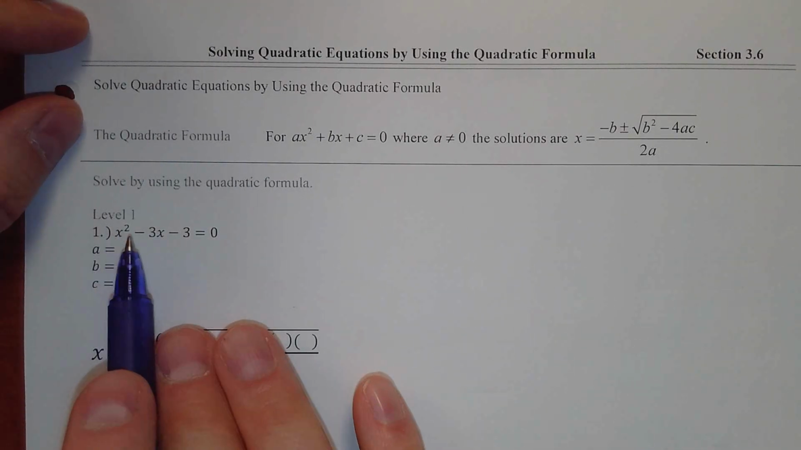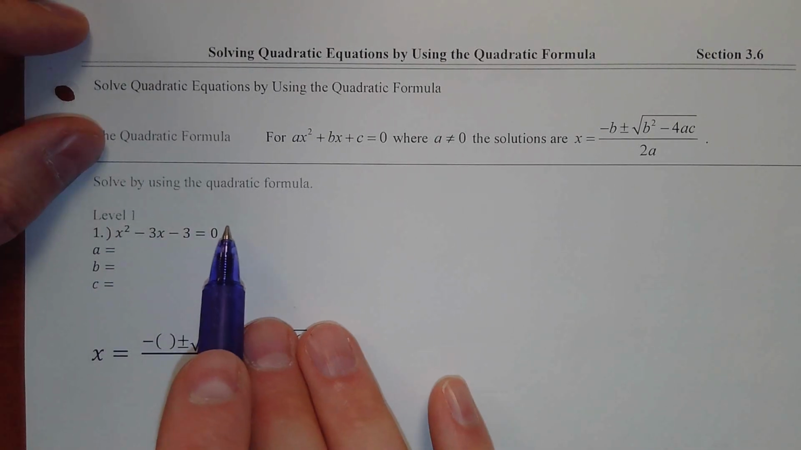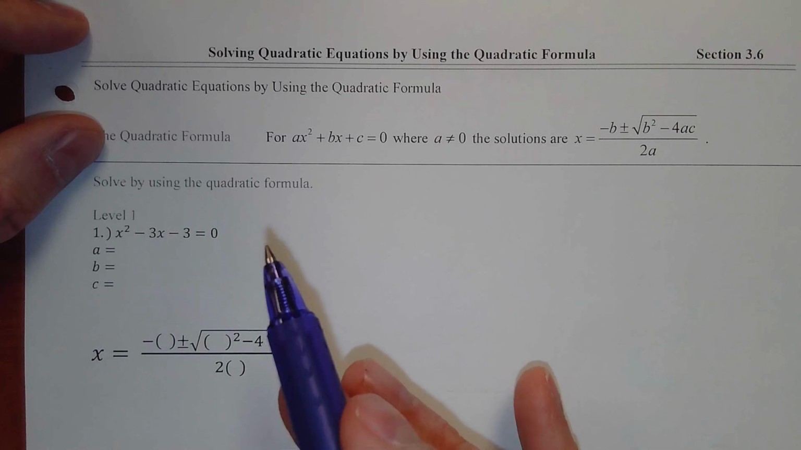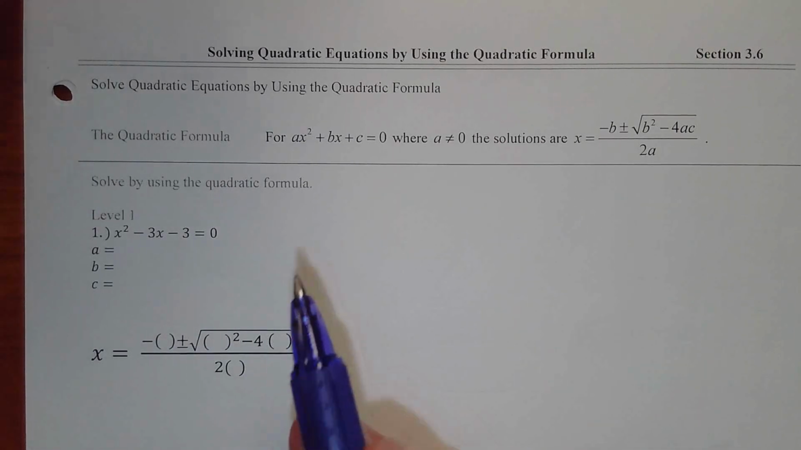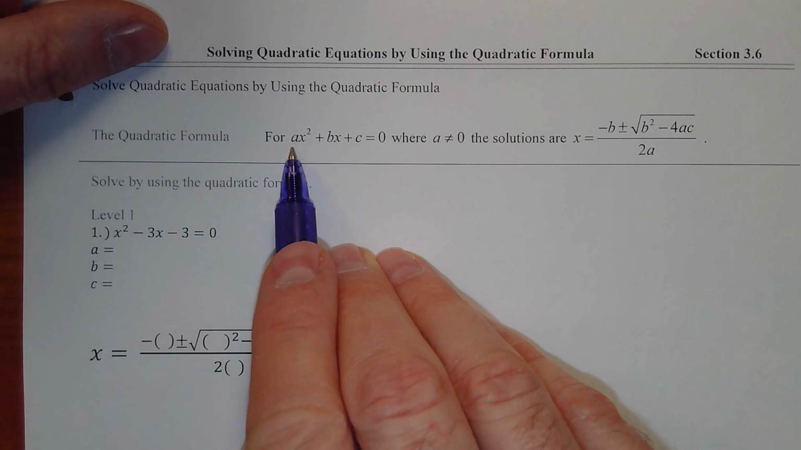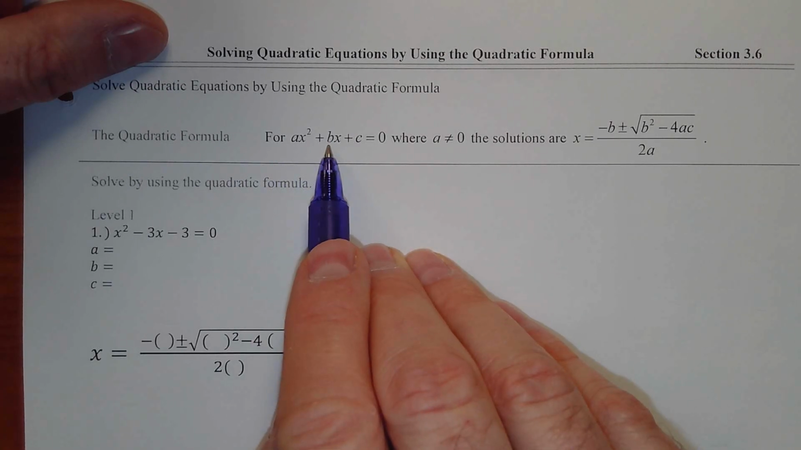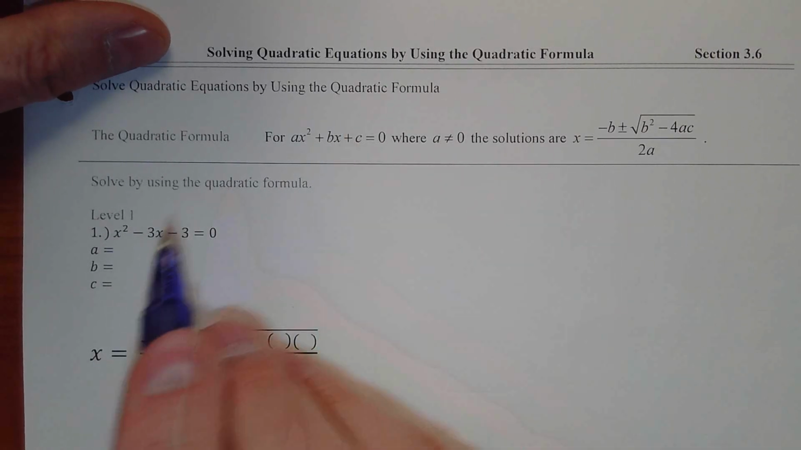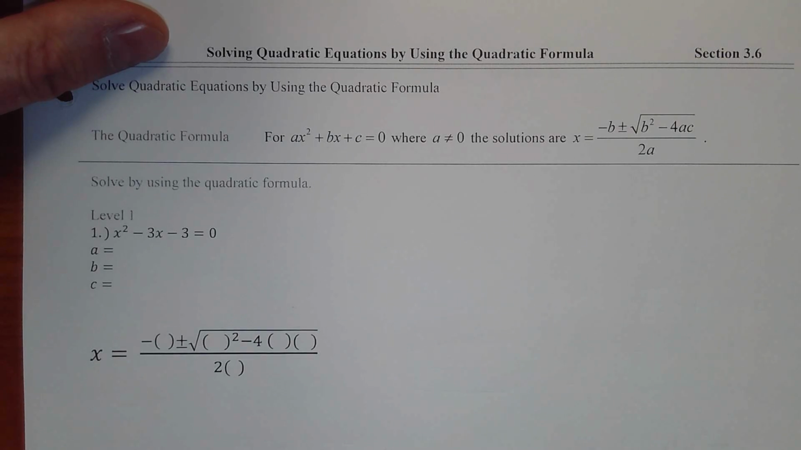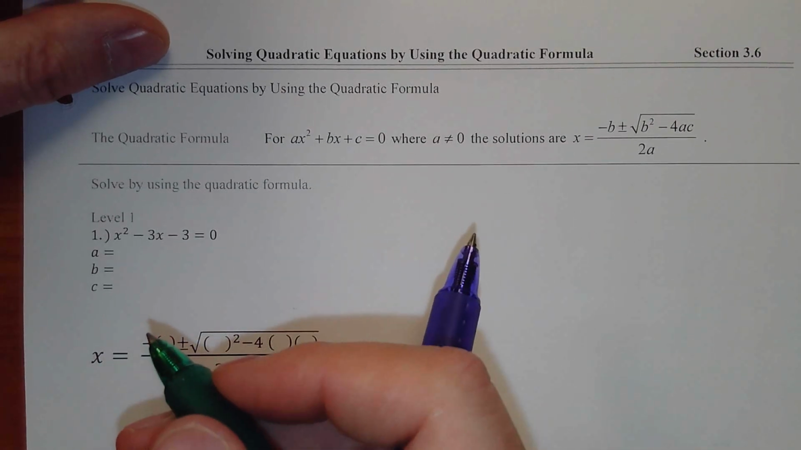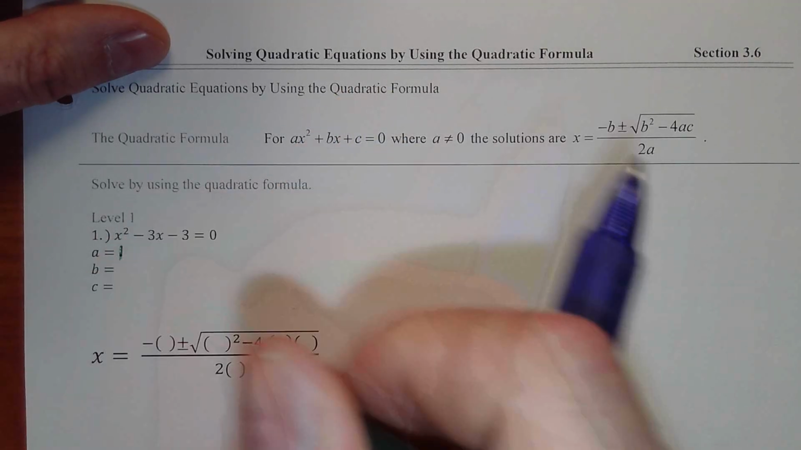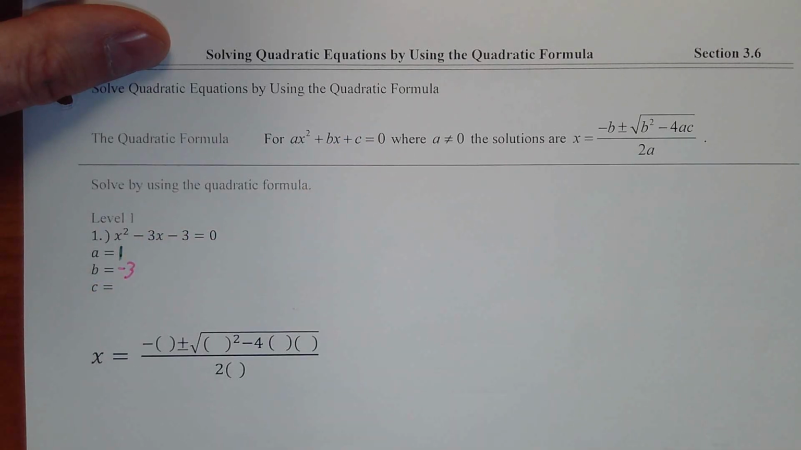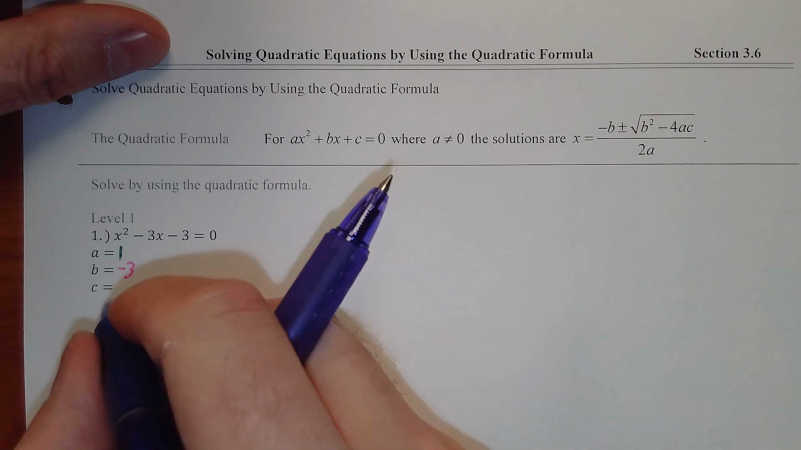So here I've got x squared minus 3x minus 3 equals 0. Just like when we were factoring, the critical thing is you have to have 0 on one side before you do anything. A is always the coefficient of the square term, B is always the coefficient of the x term, and C is always the constant term. So in this example, my A would be 1, my B would be negative 3, and my C would also be negative 3.